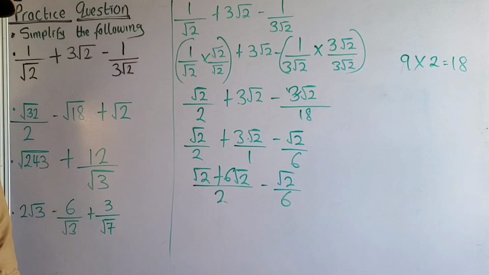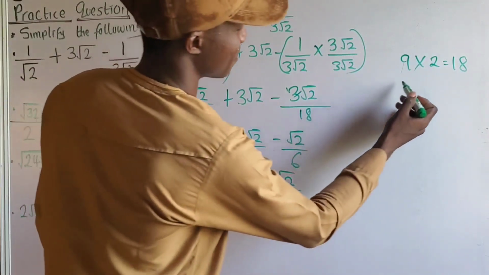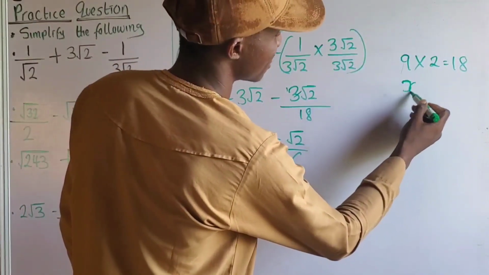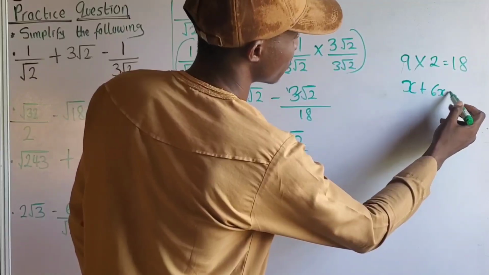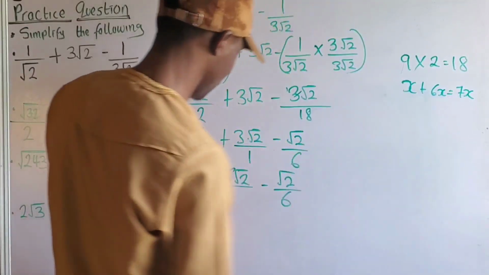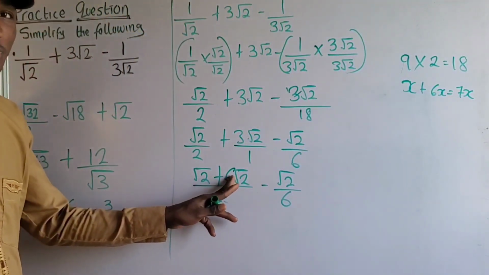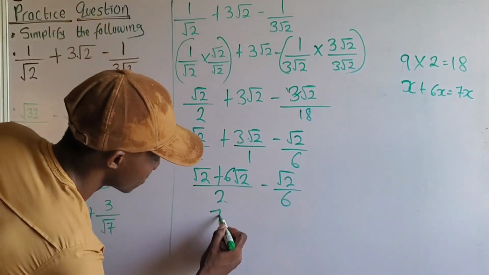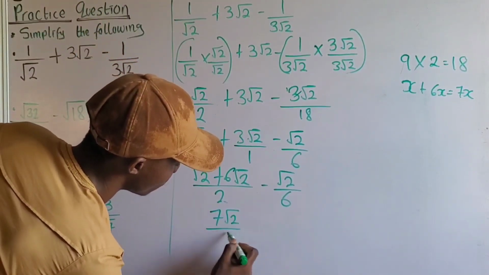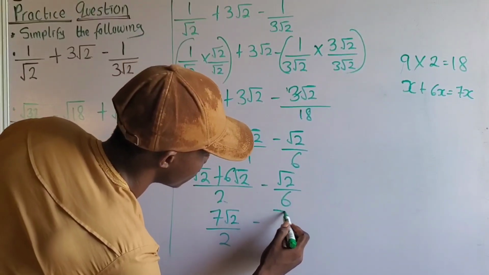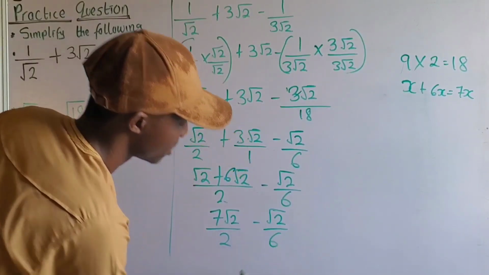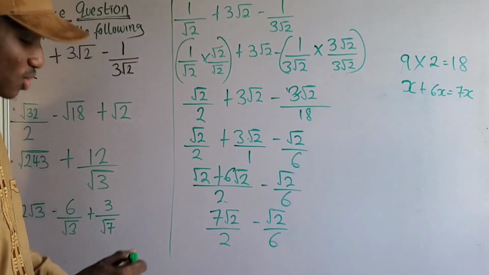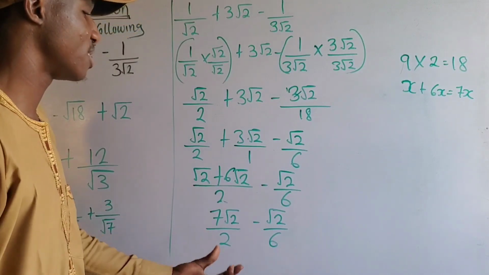Okay. Root 2 plus 6 root 2, what will be the answer? Okay. Let's start. If you have x plus 6x, what will be the answer? That is what? 7x, right? So root 2 plus 6 root 2 will give us 7 root 2. So I'm going to have 7 root 2 all over 2 minus root 2 all over 6. Do you understand? Okay, so having gotten it here, we have to take the LCM again.